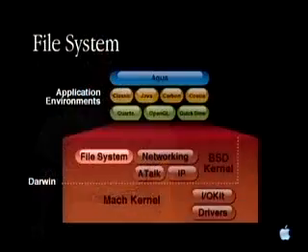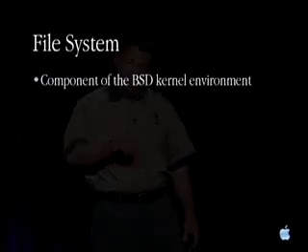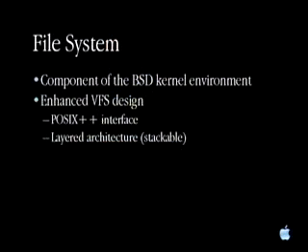Moving on now to file systems. Sorry about that. File systems, of course, is a lot more complex than just this little blob on the diagram. There's a very broad range of file systems supported within the system, and this is all based on the BSD file system architecture. It's important to note that the file systems implementation is part of the BSD kernel environment, and it's based on the VFS design. If you go out and get your favorite BSD Unix texts, they are a great reference for learning about the VFS architecture.